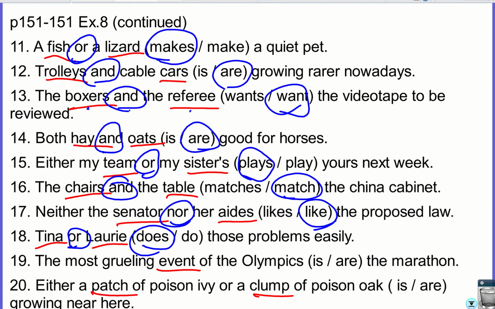Number 19 is sort of maybe accidentally included in this exercise because it does not have a compound subject, but it does get us back to an idea that we looked at on earlier exercises where we have to make sure that we're ignoring a prepositional phrase that's getting in between the subject and the verb. So event is singular, and the verb then is going to be is. And then lastly, a patch of poison ivy or a clump of poison oak is growing near here.